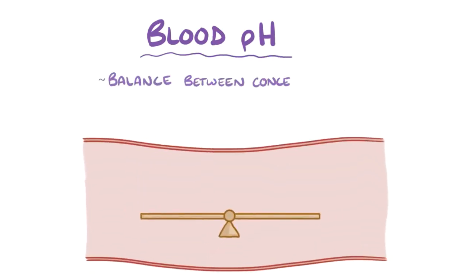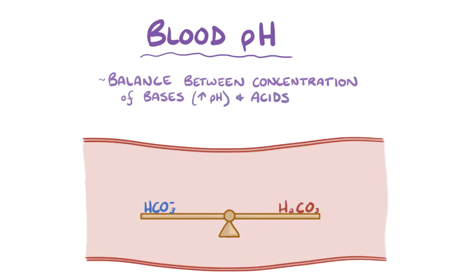Normally, blood pH depends on the balance or ratio between the concentration of bases, mainly bicarbonate, which increases the pH, and acids, which decrease the pH. The blood pH needs to be constantly between 7.35 and 7.45.